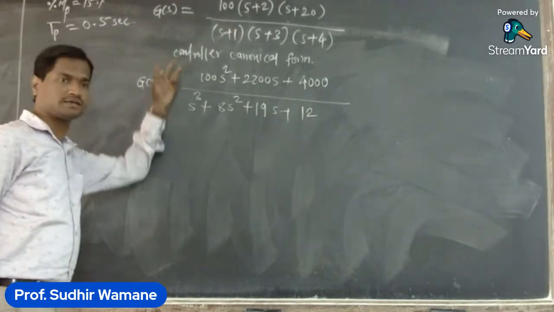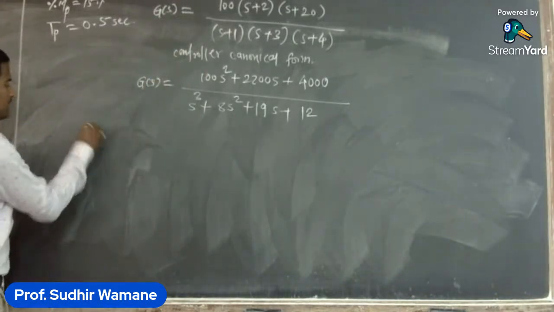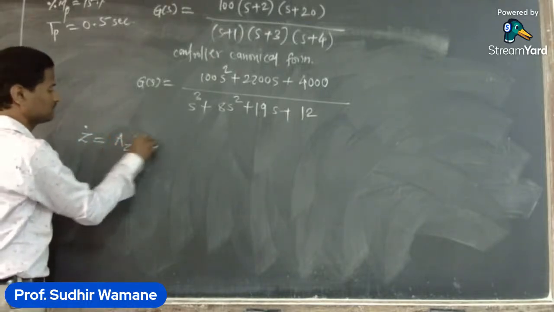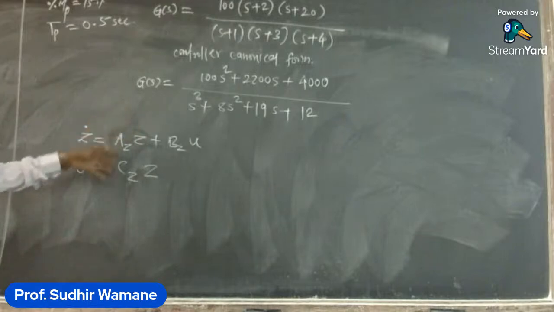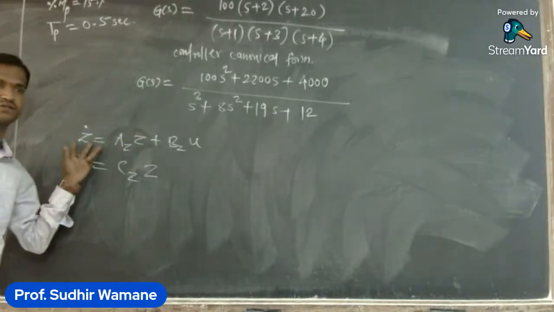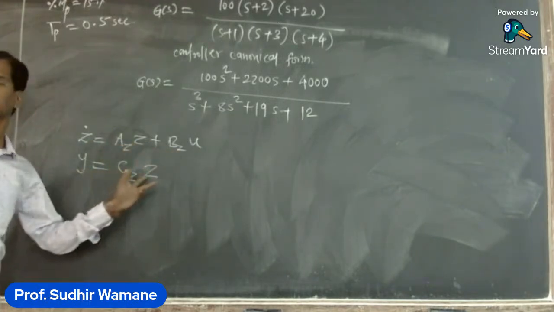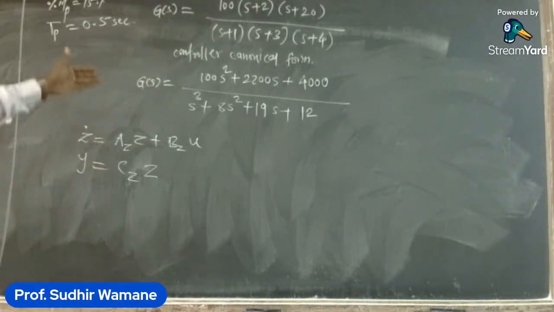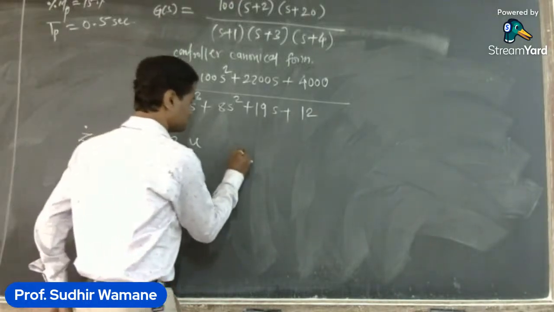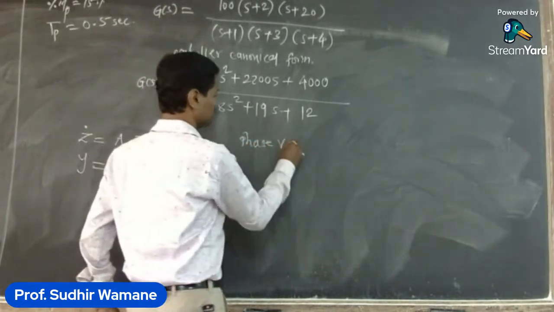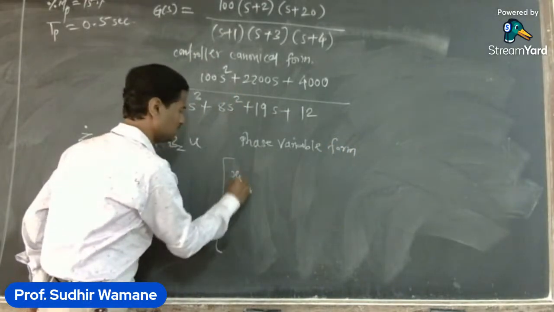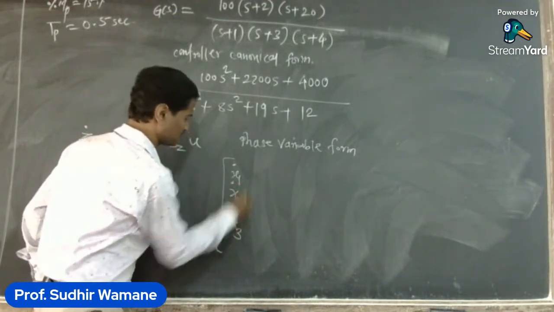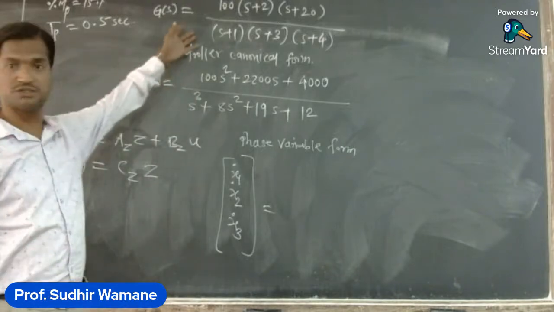Now to represent this transfer function into controller canonical form, I need to write two equations, that is the state equation and the output equation. For our phase variable form, I will write x dot equal to Ax plus Bu and y equal to Cx. That will represent the given transfer function. Which is given by x1 dot, x2 dot, x3 dot. There are three state variables because the system is of third order.